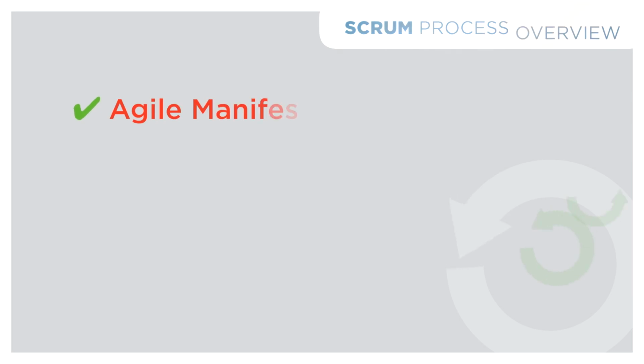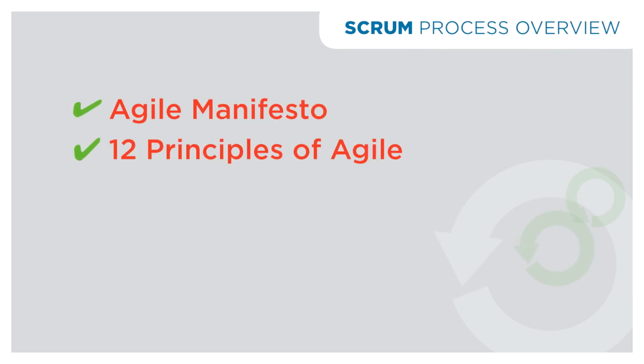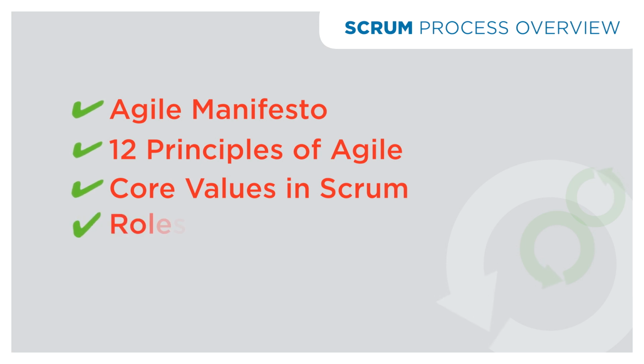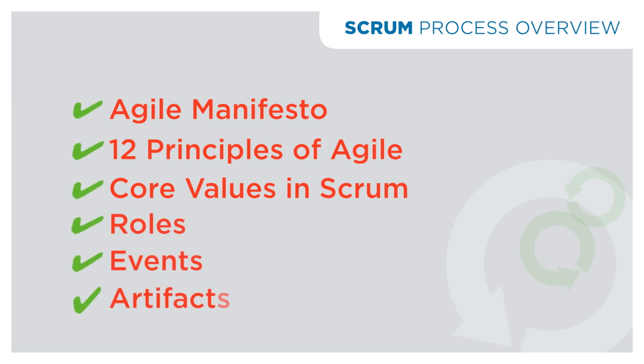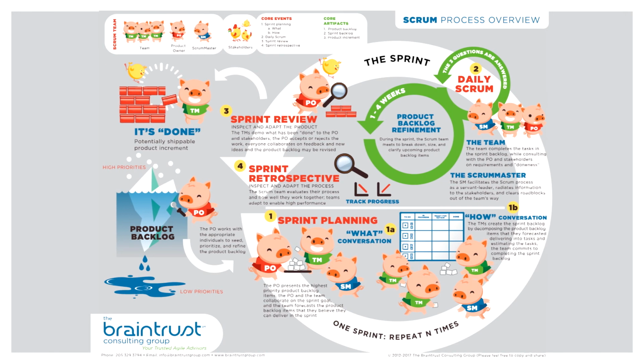Today we're going to look at the Agile Manifesto, the 12 principles of Agile, the core values in Scrum, the roles, the events, and the artifacts in a Scrum environment. And then at the end, we're going to bring it all together using our Scrum process overview diagram. Let's get started.